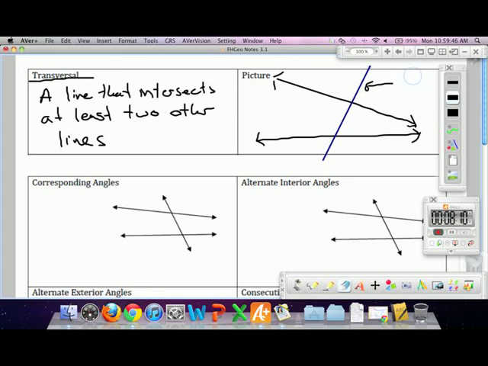This would be a transversal. It cuts two different lines. That sounds like a made-up word.